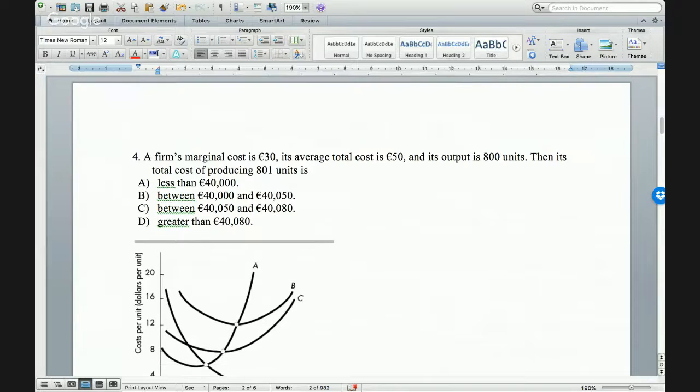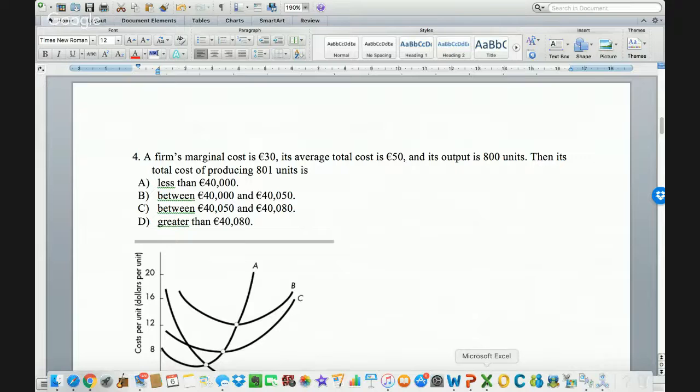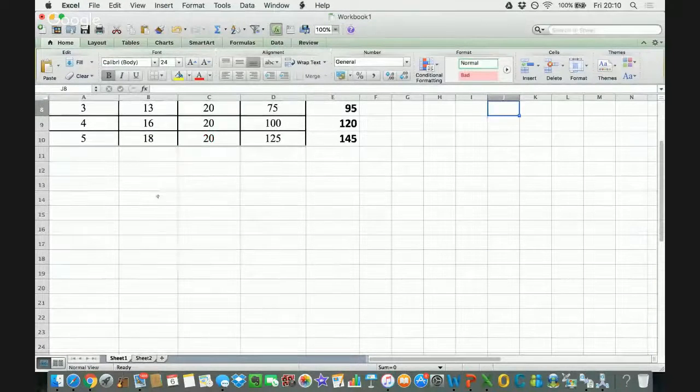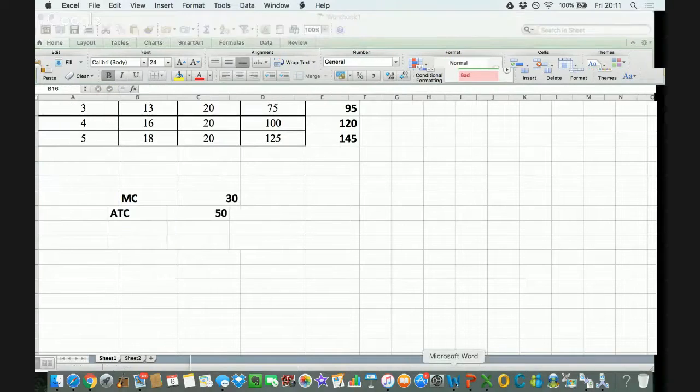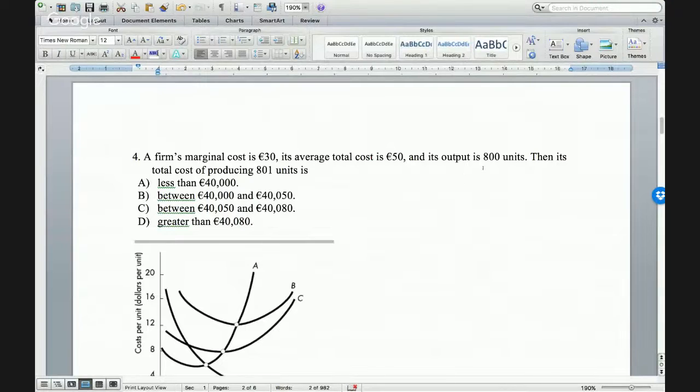So what we have here is your marginal cost of 30 euro. The average total cost 50. So I need to write these down, okay? I need to get my head around this and I'm going to put it all in Excel. So marginal cost is 30 and average total cost is 50. We also have output at 800 units.